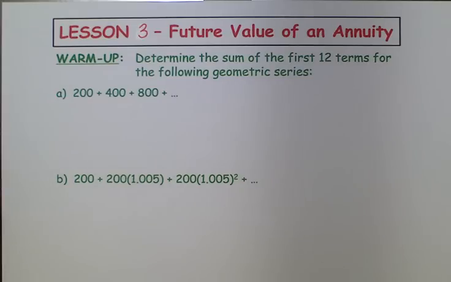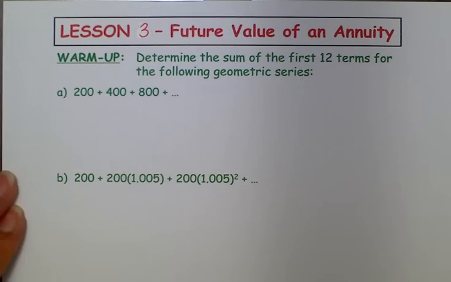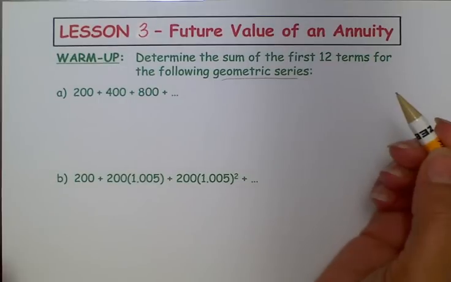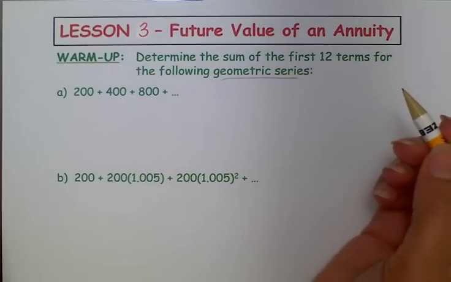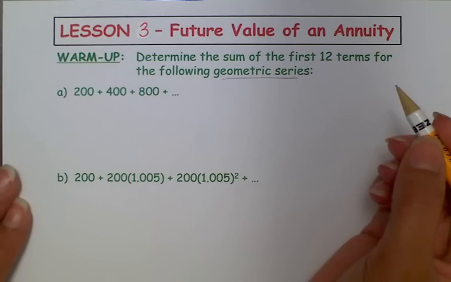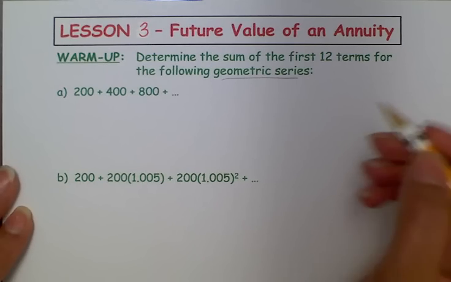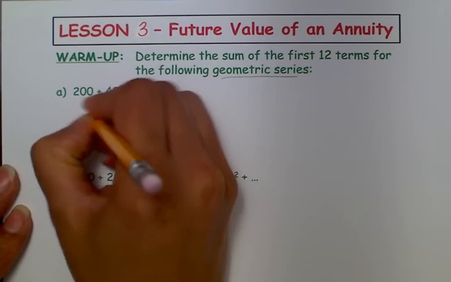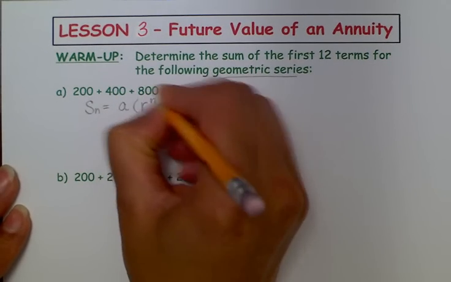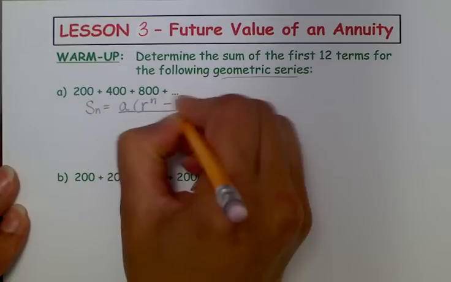It says determine the sum of the first 12 terms for the following geometric series. Okay, so let's think back to the discrete functions unit where we looked at a geometric series, and the formula for the sum of the terms in a geometric series is S of n equals a times r to the exponent n minus 1, divided by r minus 1.